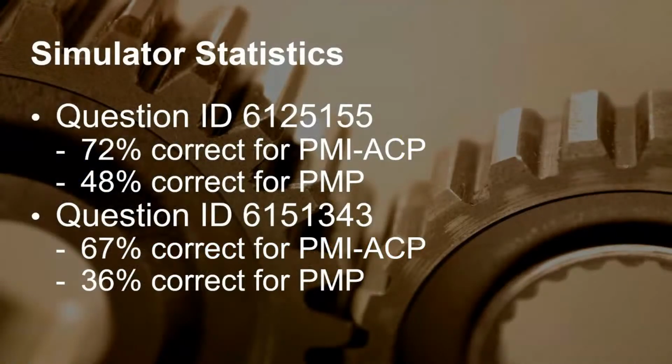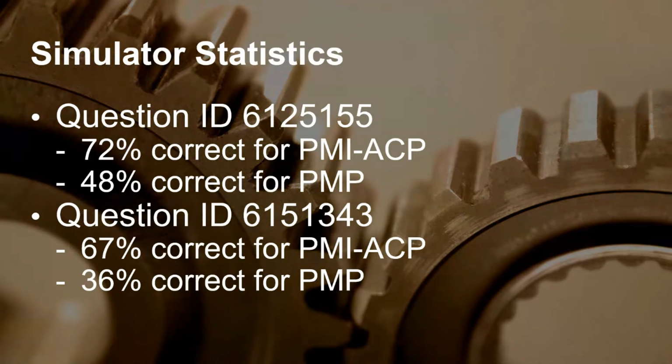Here are just two questions out of our simulators. You can see that the first question, 72% of ACP students get that one correct in their first attempt, but only 48% get it correct for the PMP, and the same thing goes for the second question here in this list. It's actually even worse. It's almost 50% fewer PMP students who got that one correct than the PMI ACP students.